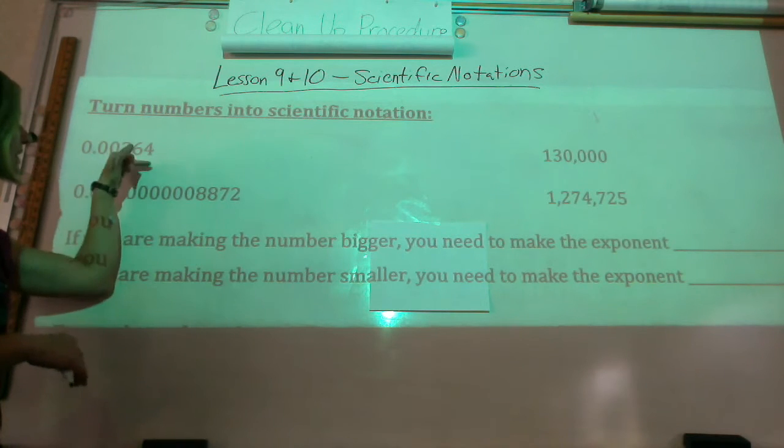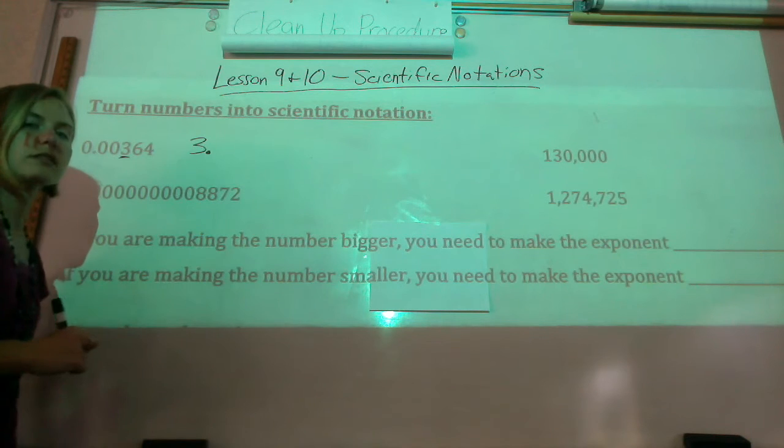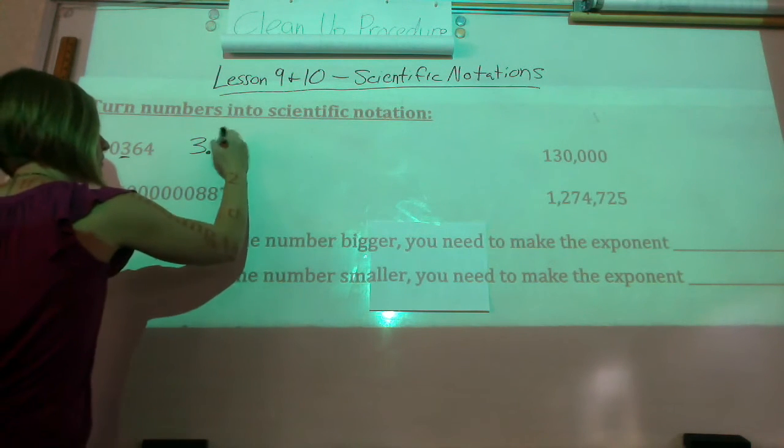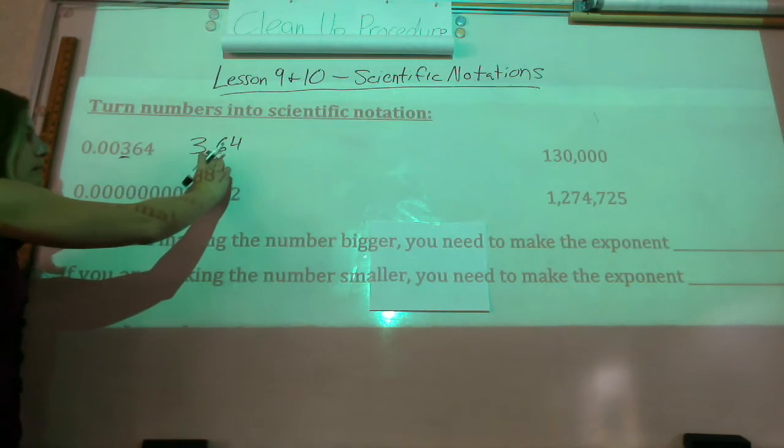So what we're going to do is take this first number, this 3, and that'll be our first number to the left of the decimal. Now, we still need to attach that 6 and that 4. So let's attach the 6 and the 4. So we're going to change this number into 3.64.